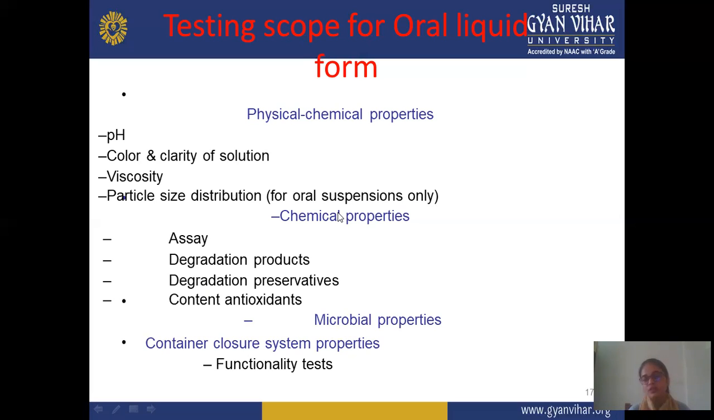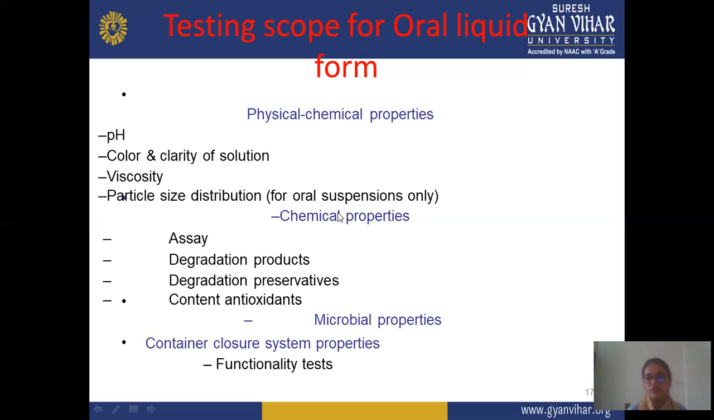Next is particle size distribution. This is mainly for suspension only. In this, you check that the particle size present in a suspension should be uniform or small, and it does not change or form aggregates. When it forms aggregates, it does not show the particular desired effect. So the particle size should be uniform in distribution, and it should not form aggregates during storage.